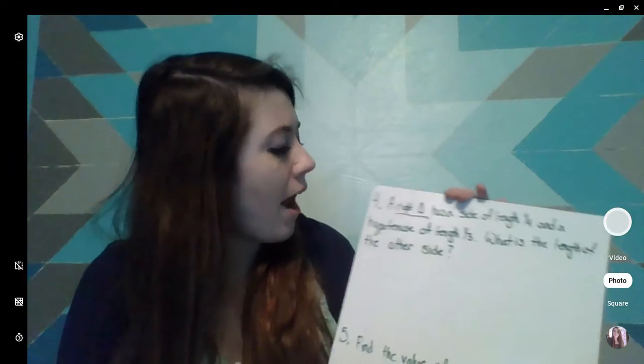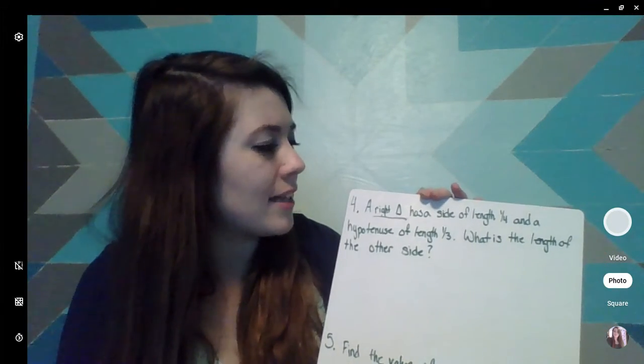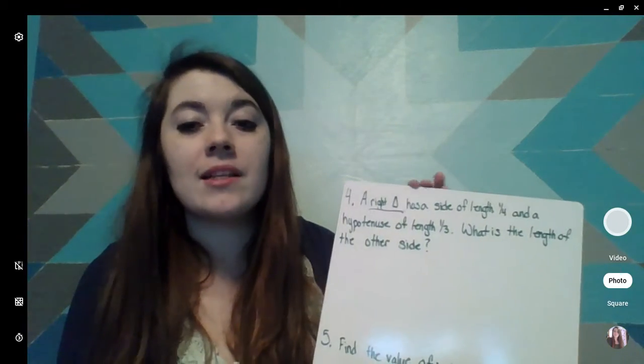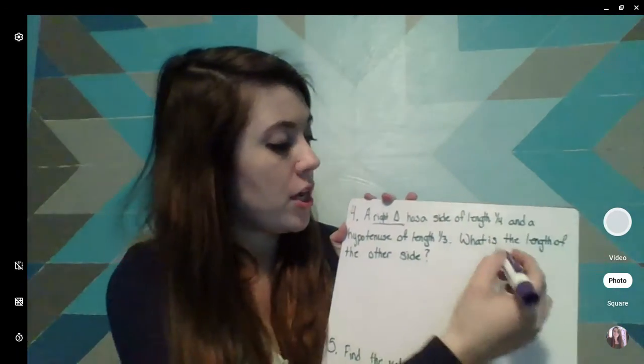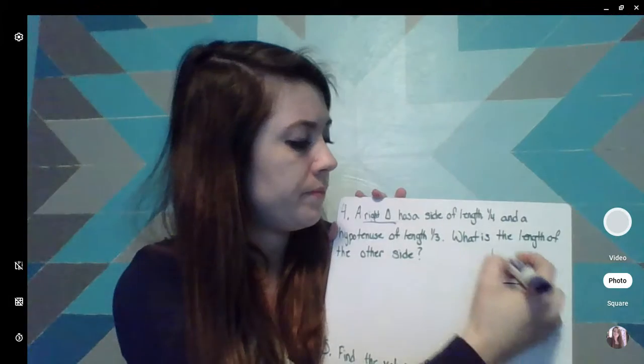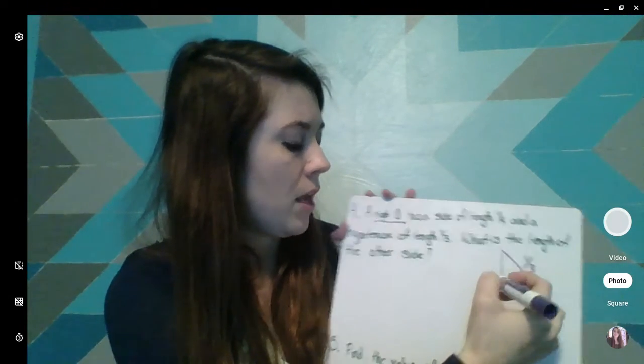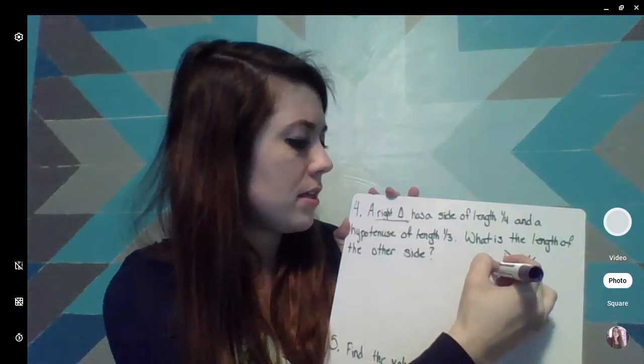Okay. All right, the next question. A right triangle has a side length of 1/4 and a hypotenuse length of 1/3. What is the length of the other side? I'm going to draw this out just so you guys can see it once again. It told us the hypotenuse is 1/3, and one of the side lengths is 1/4.